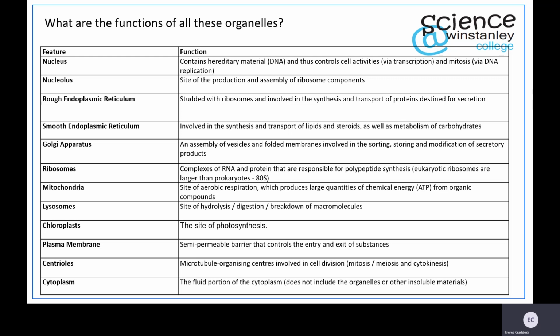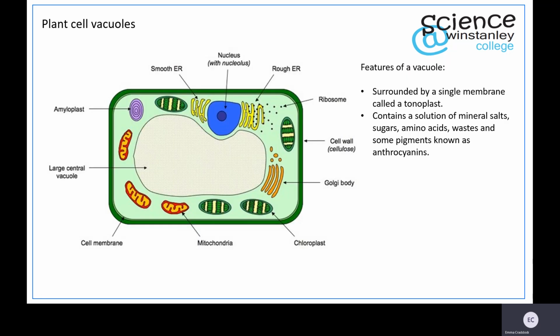Of all these organelles in the list, there is only one which is specific to plants, and that is chloroplasts. So it should show you that most organelles are similar within animal and plant cells. However, plants do have a few differences. One of these is chloroplasts, and they also have a permanent vacuole. So, the features of a permanent vacuole.